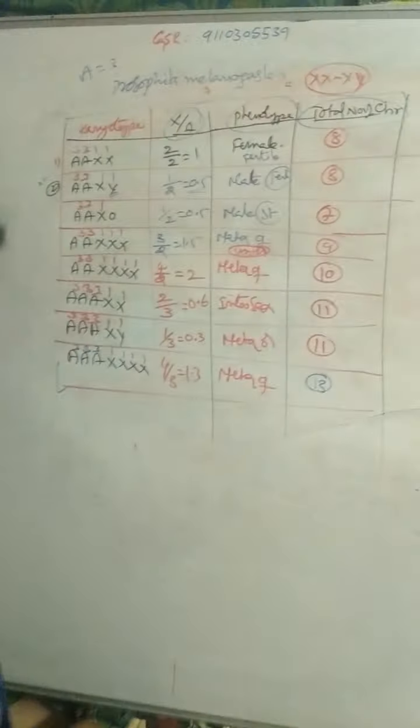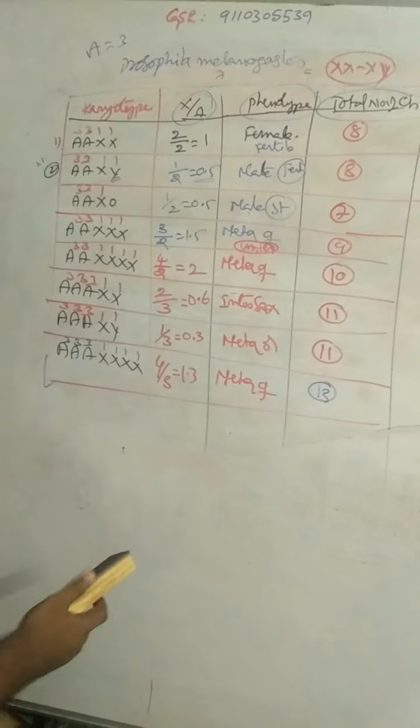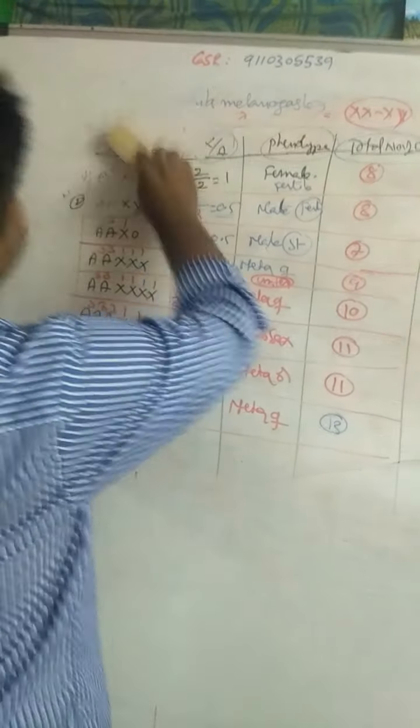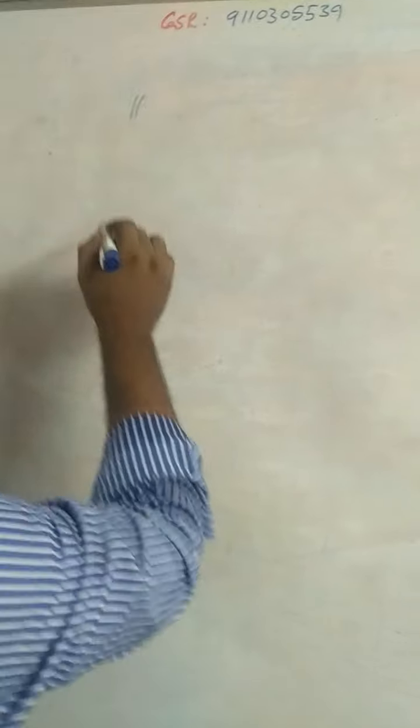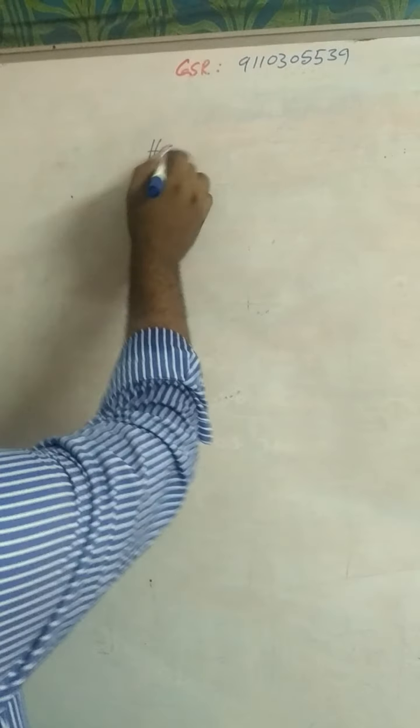Last one is haplodiploidy. Last method. First method is sex chromosomal sex determination. Second one is Bridges theory or gene balance theory. And last one is haplodiploidy. Last method of sex determination is haplodiploidy.